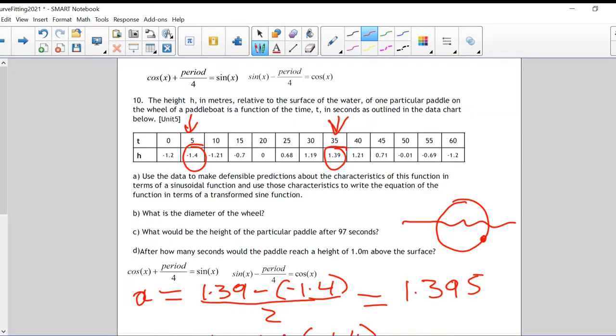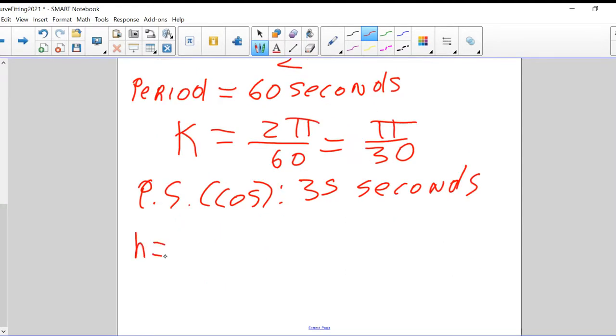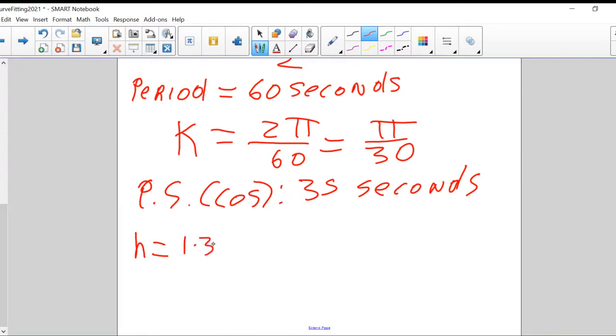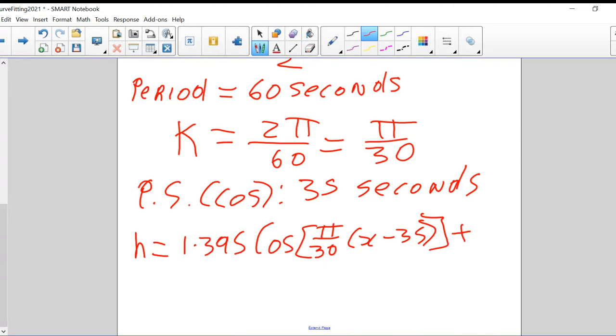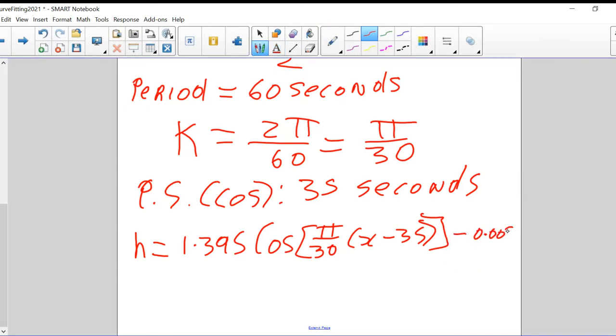Quinn and everybody else is saying 35 seconds. Well done. So 35 seconds. So what I'm going to do is write my function now. My function is going to be that the height, and use the variables that they use, the height is equal to 1.395 times the cosine of pi over 30 times x minus 35, minus 0.005. Yes, Brandon and Quinn, you're both right.